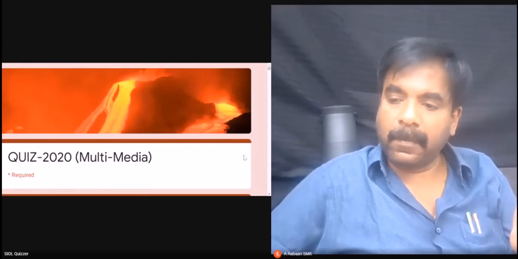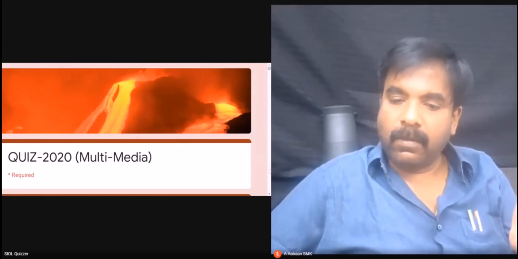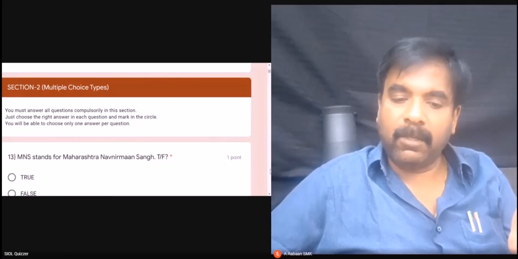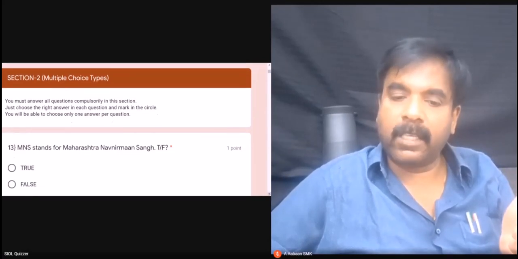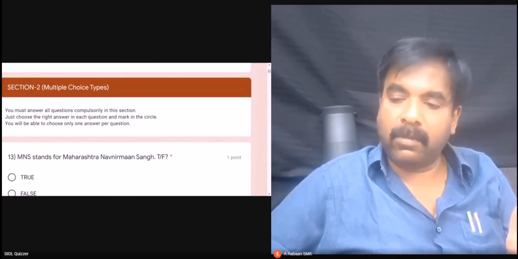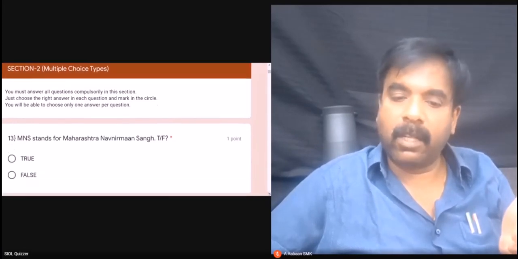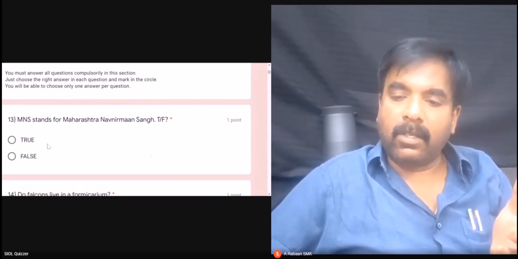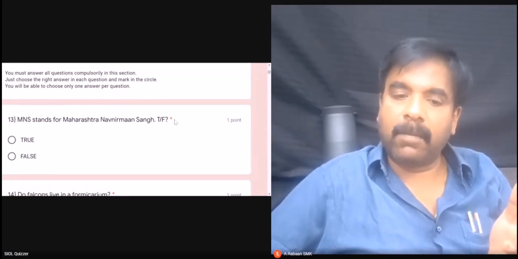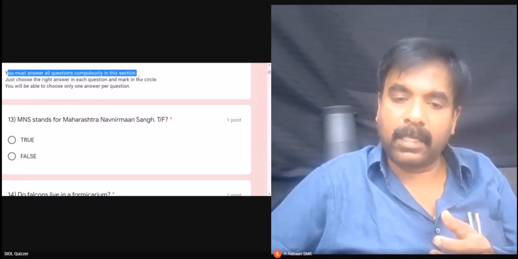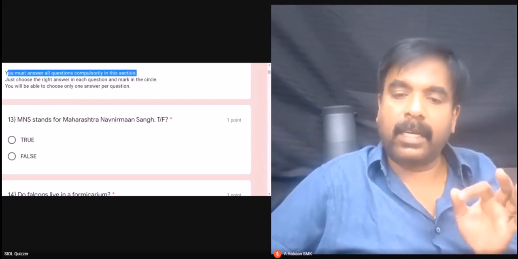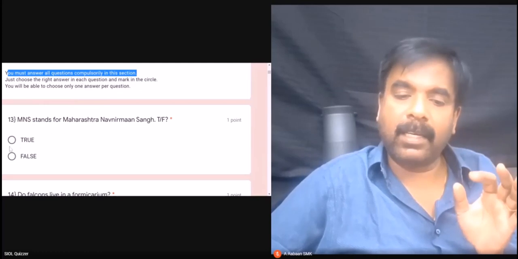In the next form, we are going to see multiple choice questions. The first 12 of them will be just true or false, yes or no, like that. So these questions you have to answer compulsorily. You must answer all questions compulsorily in this section. Just choose the right answer in each question and mark it in the circle.